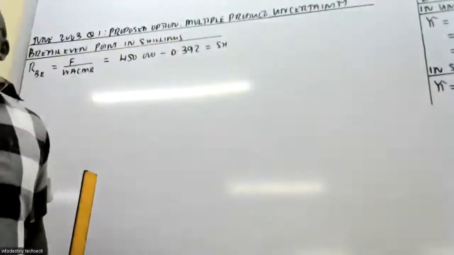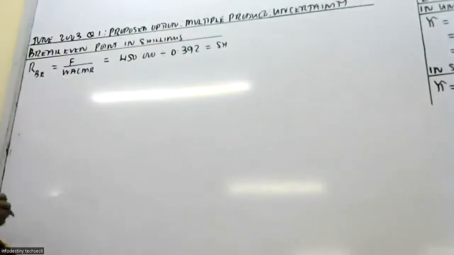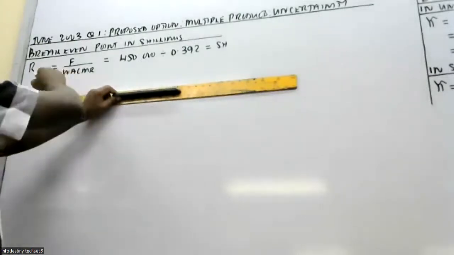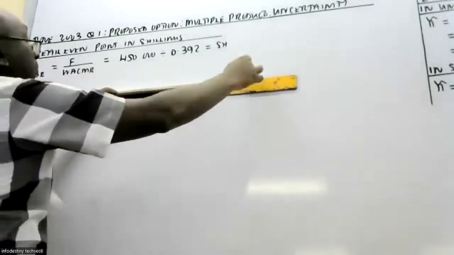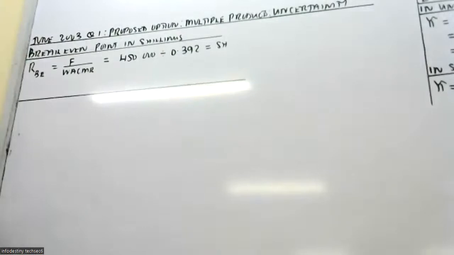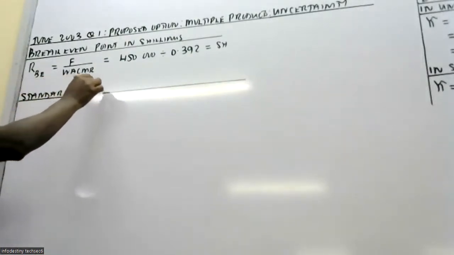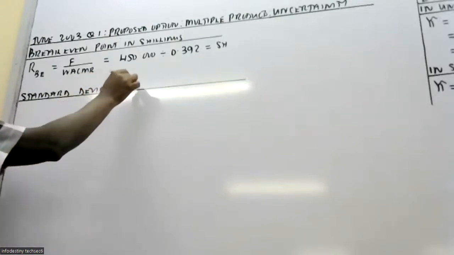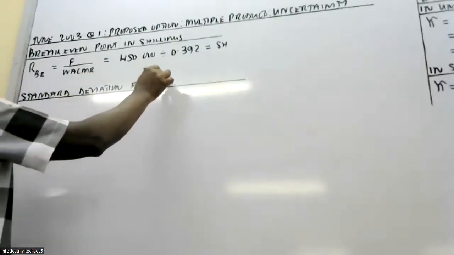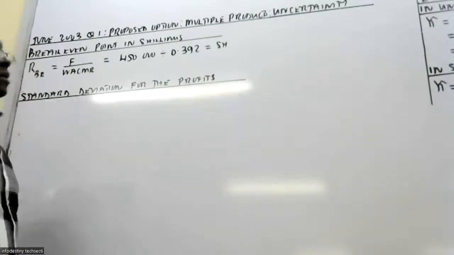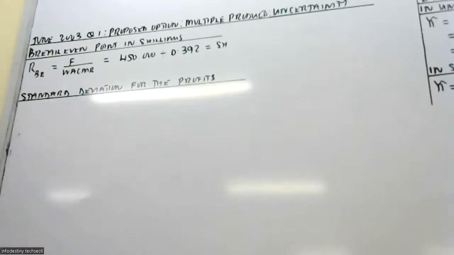You have the answer. Okay. Let's go to the next. The next thing that you need to get is called standard deviation for the profits.